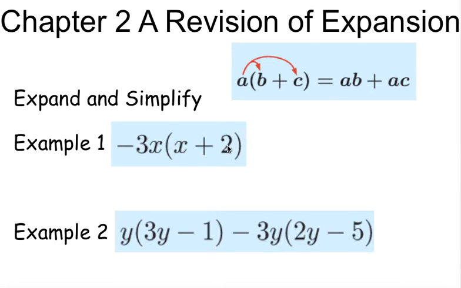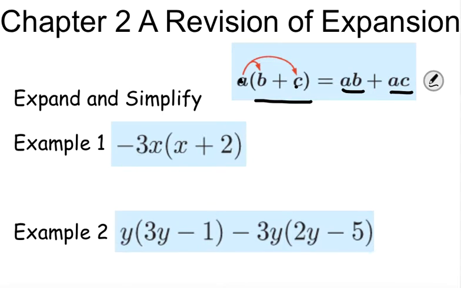Here we go on Chapter 2A, revision of expansion. So remember when we're expanding through and multiplying through a set of terms within parentheses, we're going to want to make sure that we distribute to everyone. So A times B is AB, A times C is AC.